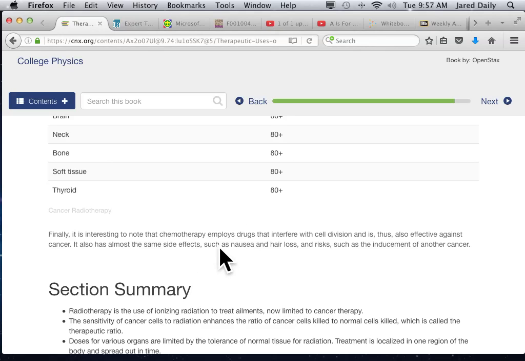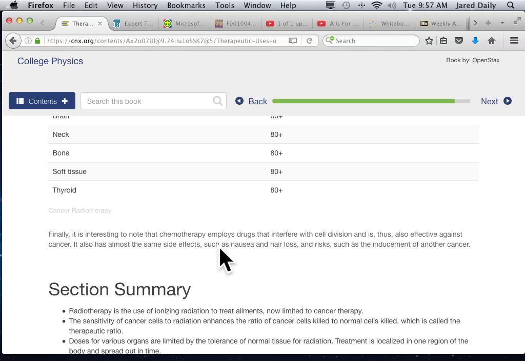Here they have just a little note at the end talking about chemotherapy. Chemotherapy achieves the same thing by killing off cancer cells, but they do it a different way. They use chemicals, so it's essentially drugs. Oftentimes people confuse chemotherapy with radiotherapy. Chemotherapy has similar side effects. In radiotherapy, you often kill off fast-growing cells, so white blood cells, but also hair. So you often have a loss of hair with radiotherapy, particularly if you're having it near your head.